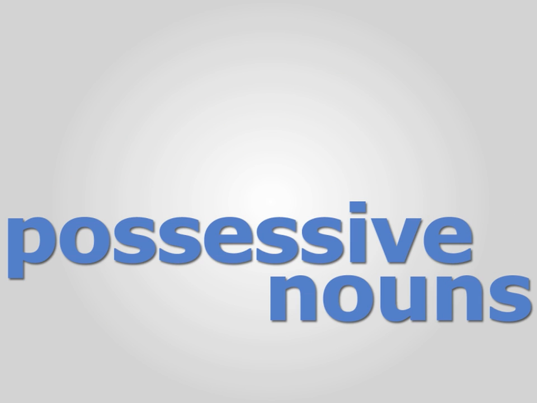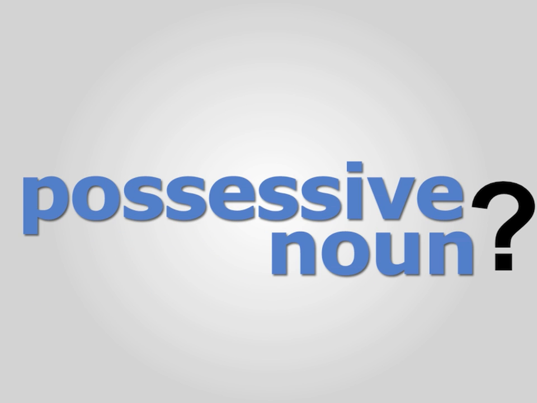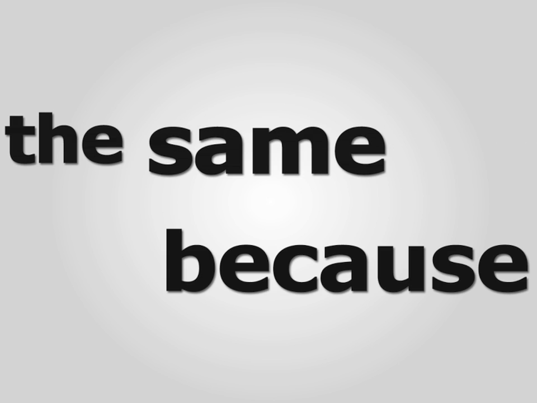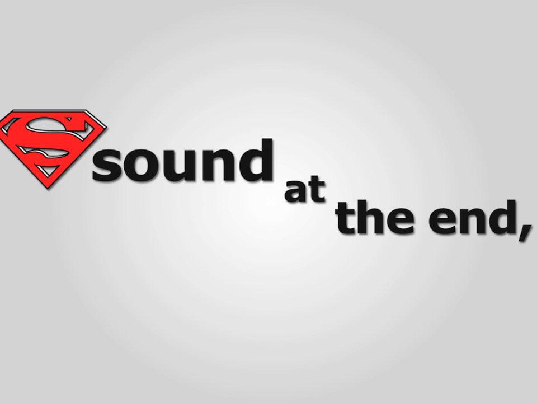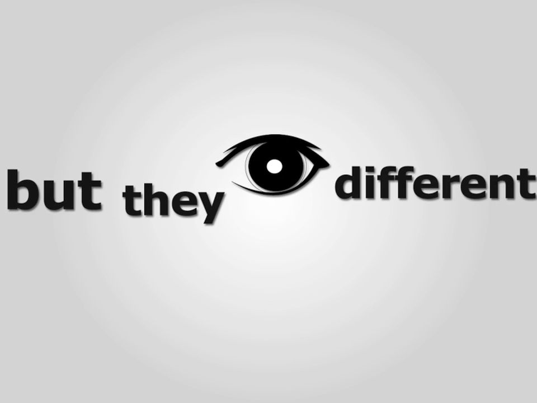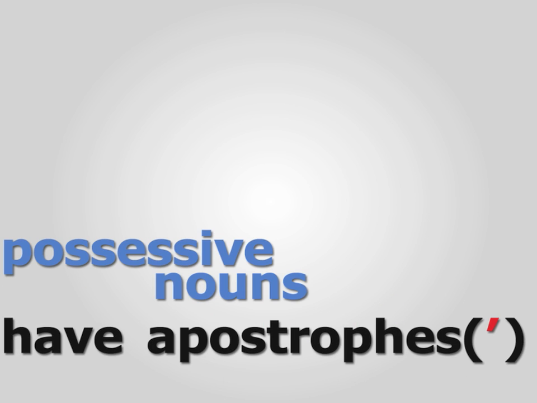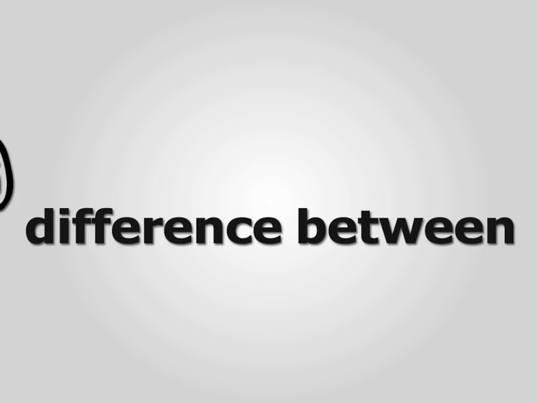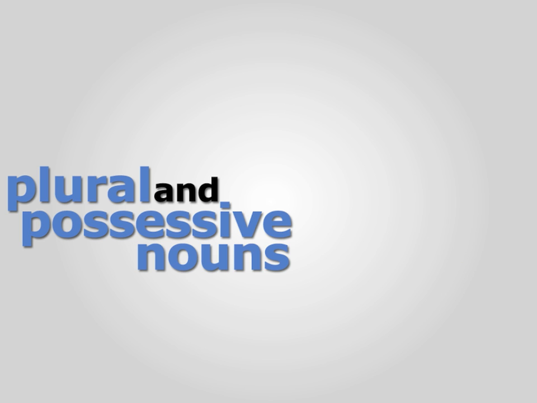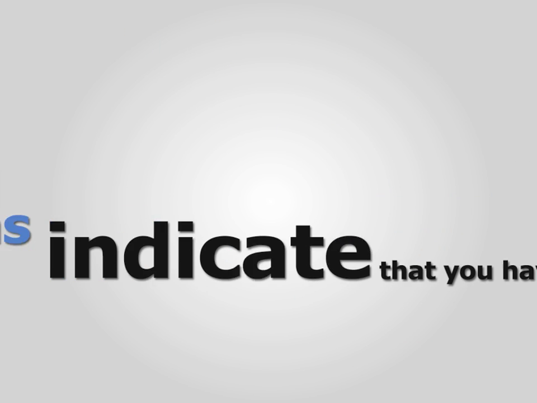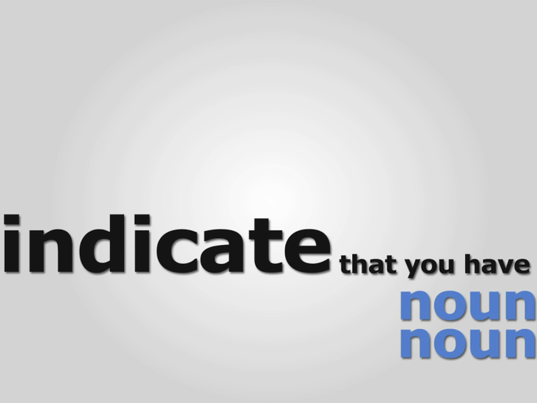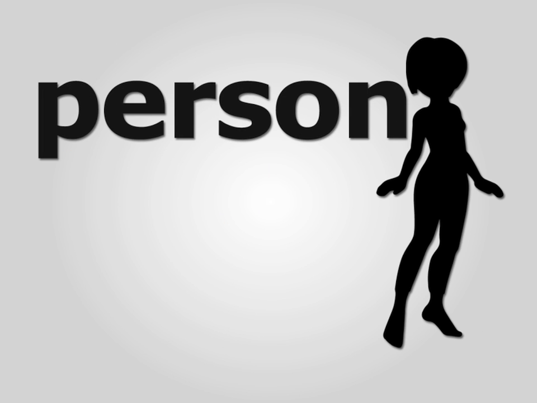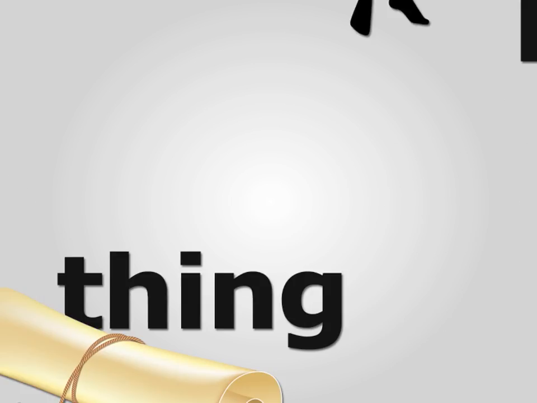Let's turn our attention to possessive nouns now. What's the difference between a plural and a possessive noun? Well, they sound the same because they both have an S sound at the end. But they look different because possessive nouns have apostrophes. So it's important to understand the difference between plural and possessive nouns. Plural nouns indicate that you have more than one noun. That is, you have more than one person, place, thing, or concept.